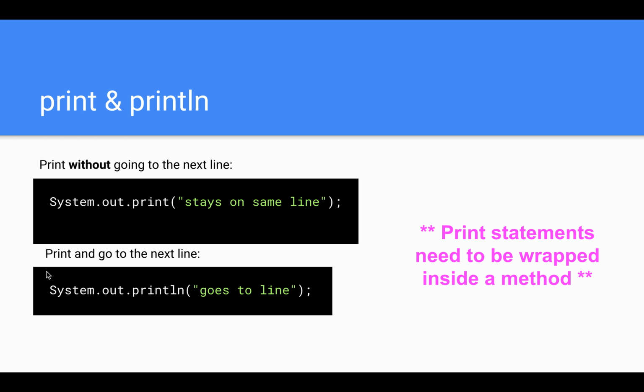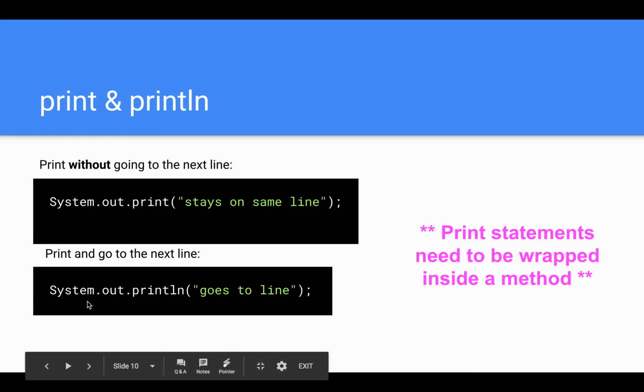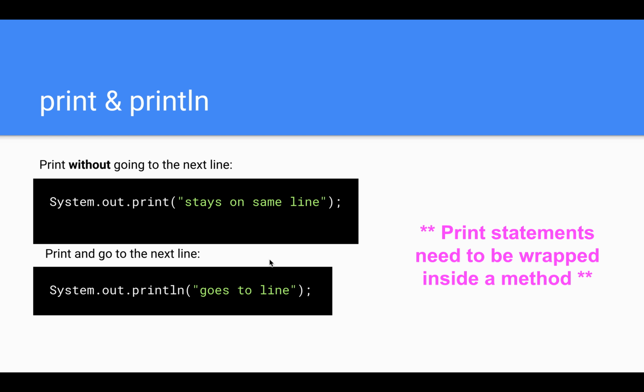If you want to print and go to the next line, it's System.out.println with the ln, and then whatever you want to print with the same parentheses, quotes, syntax. And these print statements always need to be wrapped inside of a method. So these two things would go inside of the main from that skeleton that we saw earlier. They couldn't just float around by themselves inside of the class or outside of the class.